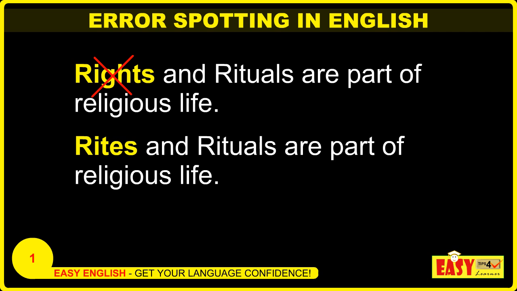R-I-T-E-S. So that is the correct usage for customs and traditions. Rites and rituals are part of religious life. So customs and traditions and rituals are part of religious life. So rites here mean the customs and the traditions. So the correct spelling will be R-I-T-E-S. Now please observe, even the slightest spelling errors will definitely cause a grave mistake when we speak or even when we write. So kindly take care about it and avoid errors.